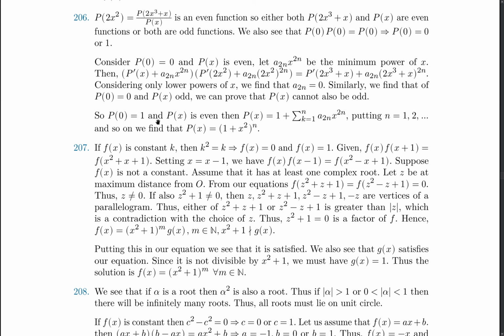So if p(0) is equal to 1 and p(x) is even, then p(x) is equal to 1 plus the sum from k equal to 1 to n of a_2k x^2k, where a_2n would be nonzero. Now putting this in, we find that p(x) is equal to (1 + x^2)^n.